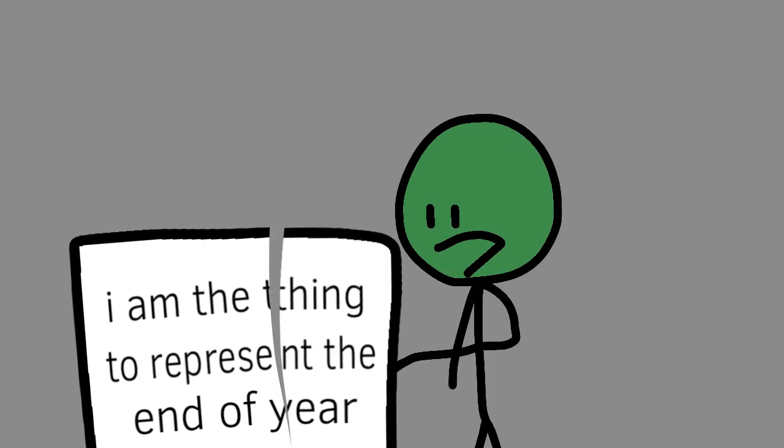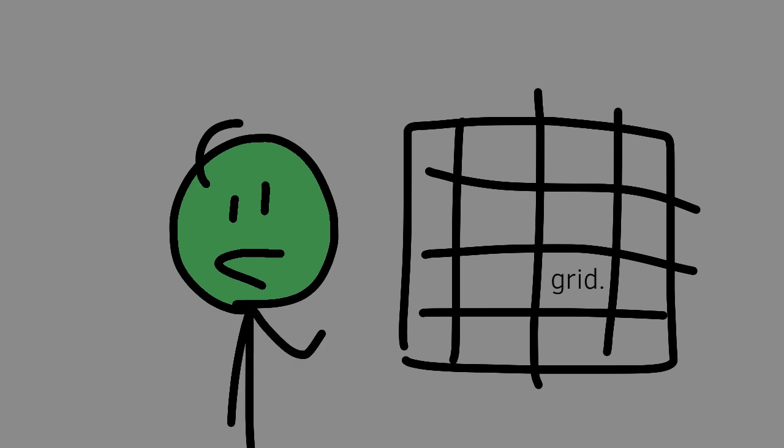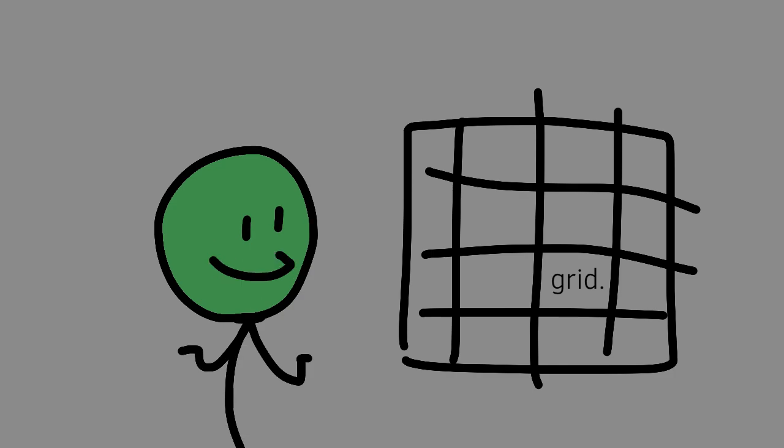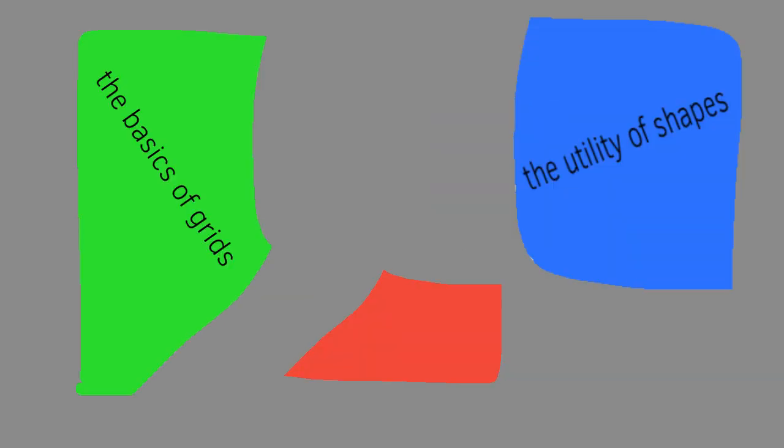Yeah, why don't I just split that up into 3? This is much better. Most of my definitions will be grid-related, because grids are pretty important in geometry. What is a grid? We'll get to that. Anyways, my definitions will fall under 3 categories: the basics of grids, the utility of shapes, and miscellaneous.